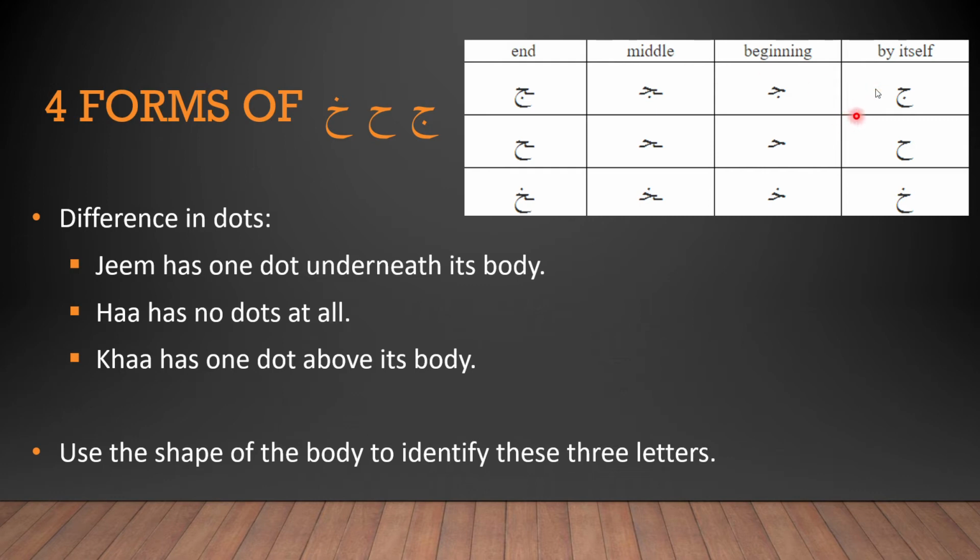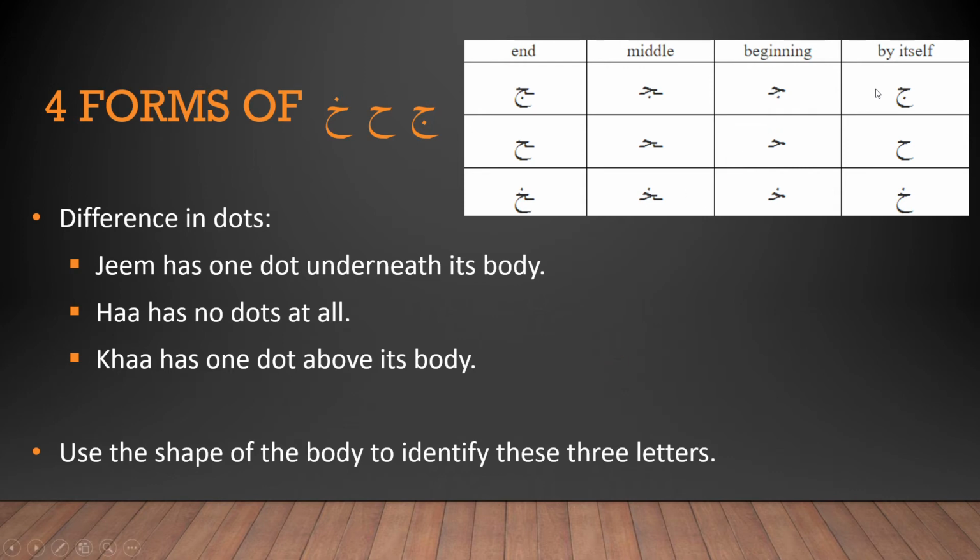So first we see Jeem. Jeem has a kind of lower arc, and it has an upper arc, and then a sleeping line with a dot underneath. Then in the beginning, we see that Jeem loses its lower arc. This is because Jeem is connecting with another letter here. There is a letter over here which Jeem is connecting with.